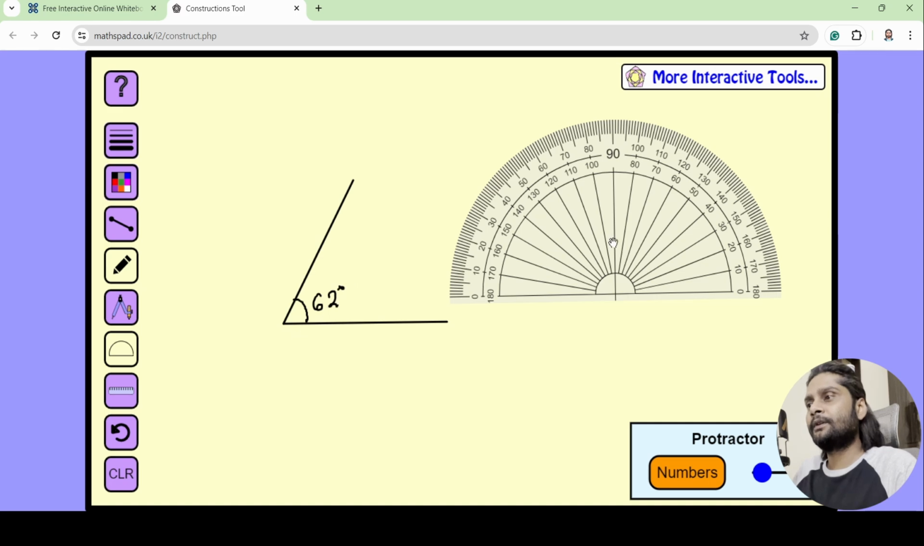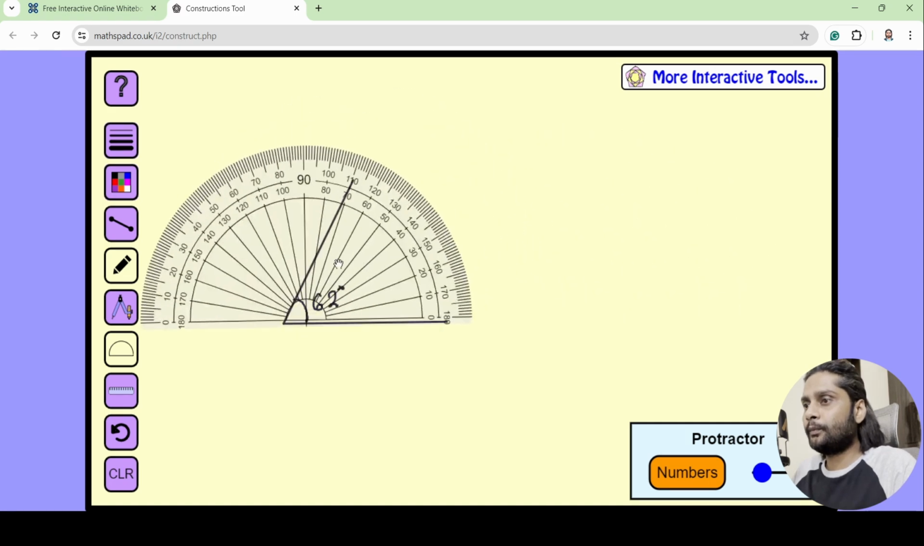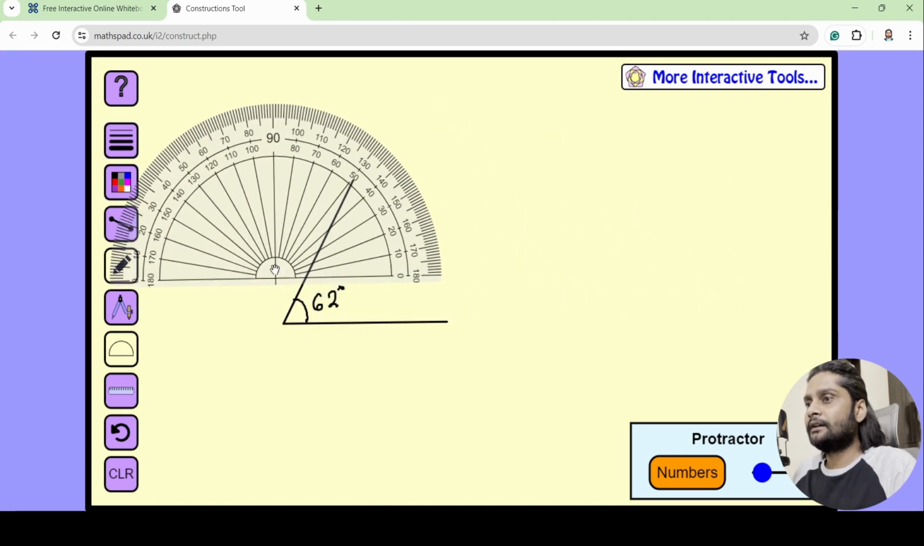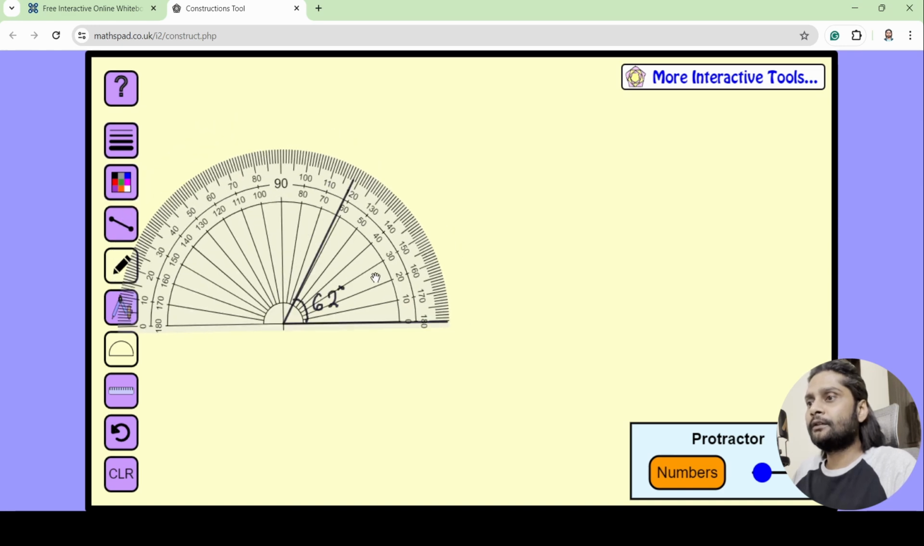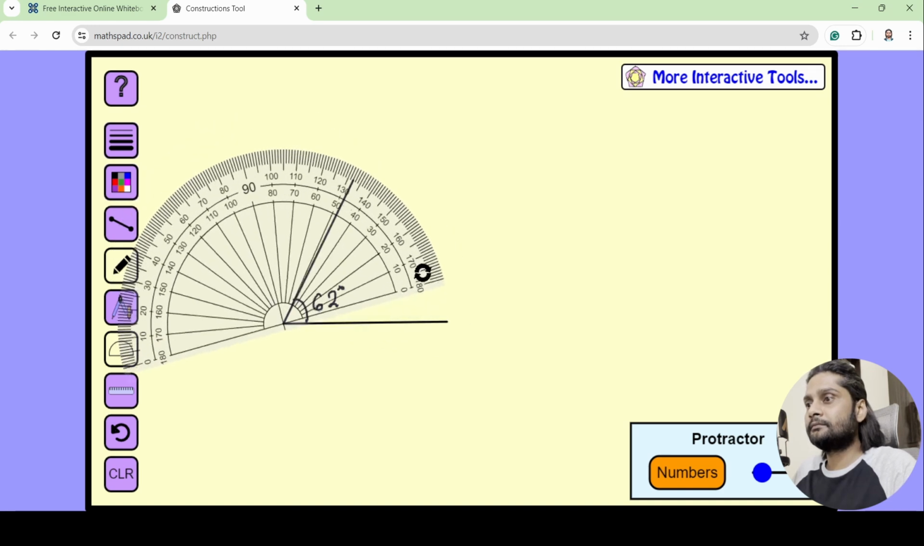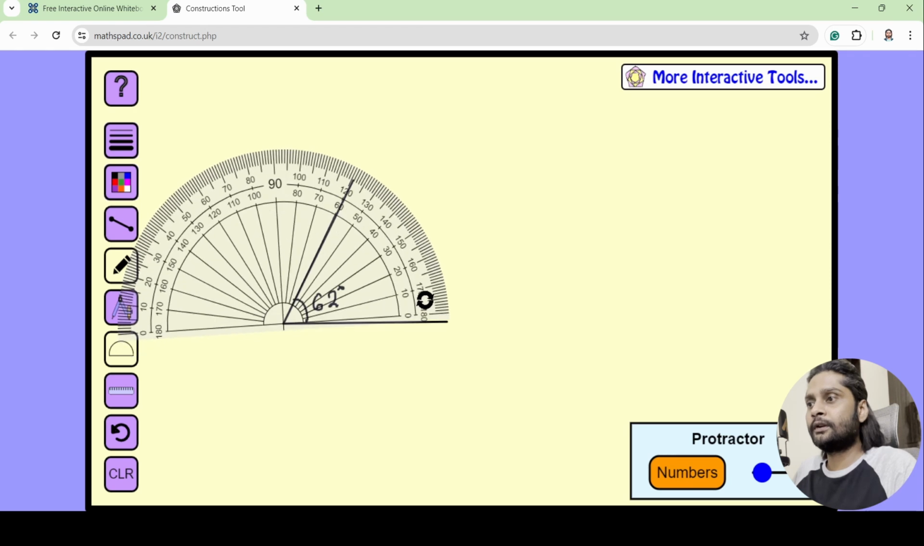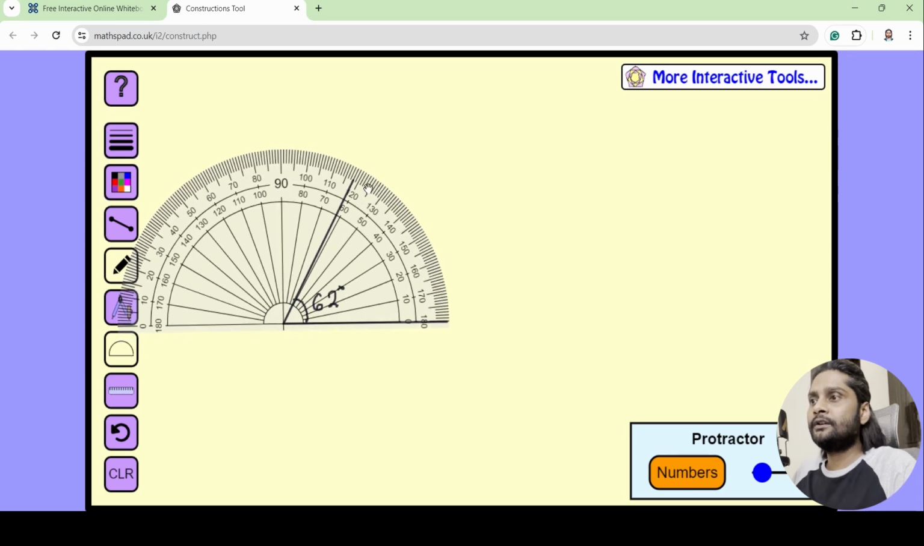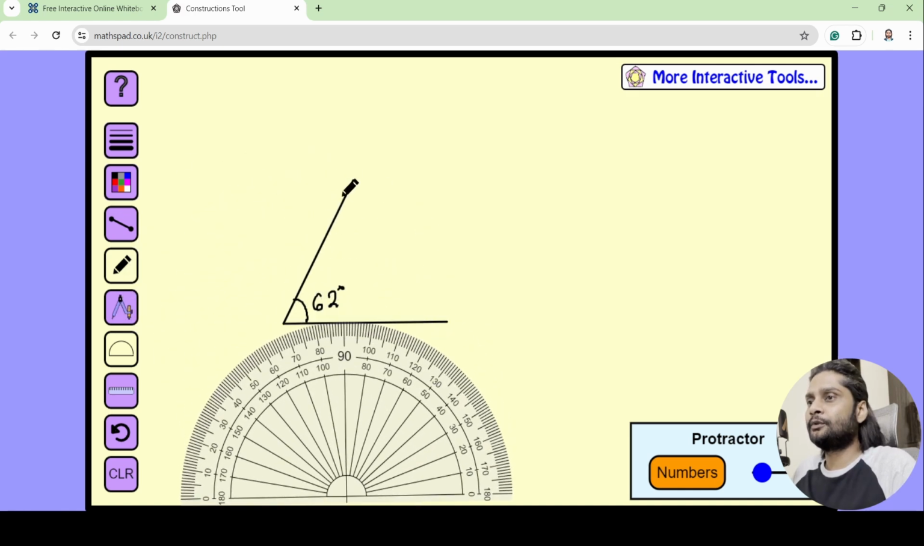That's the idea. How do we consider it? First of all, we keep the vertex aligned with this point of the protractor. Then also you have to align this initial ray with 0 degree. And then you just need to verify which line my terminal ray aligns with. So it aligns with the 60 and a bit more, 2 points more than 60, which is 62 degree. So this is obviously an acute angle.